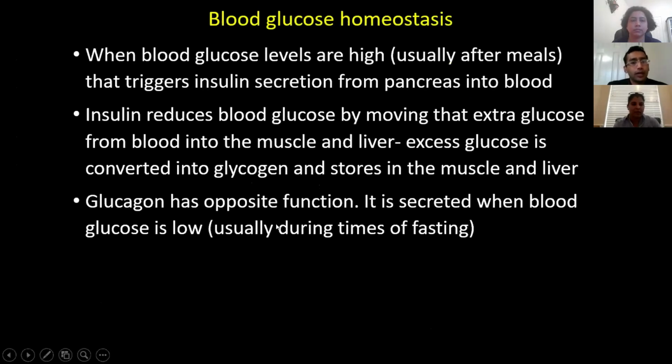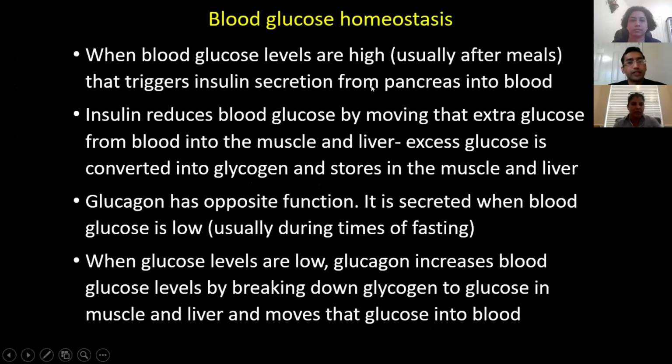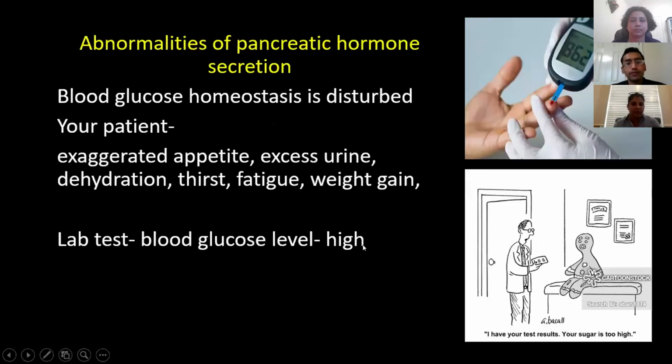So now about this, I already gave you a rough idea that the insulin is triggered from the pancreas when there is glucose in the blood after you eat food. When the insulin puts them back into the liver and the muscles, they change into glycogen, that is a polymer of the sugar, and the glycogen is stored in the muscle and the liver, whereas the glucagon does the exact opposite. It breaks down the glycogen to glucose from the liver and muscles and puts it into the blood.